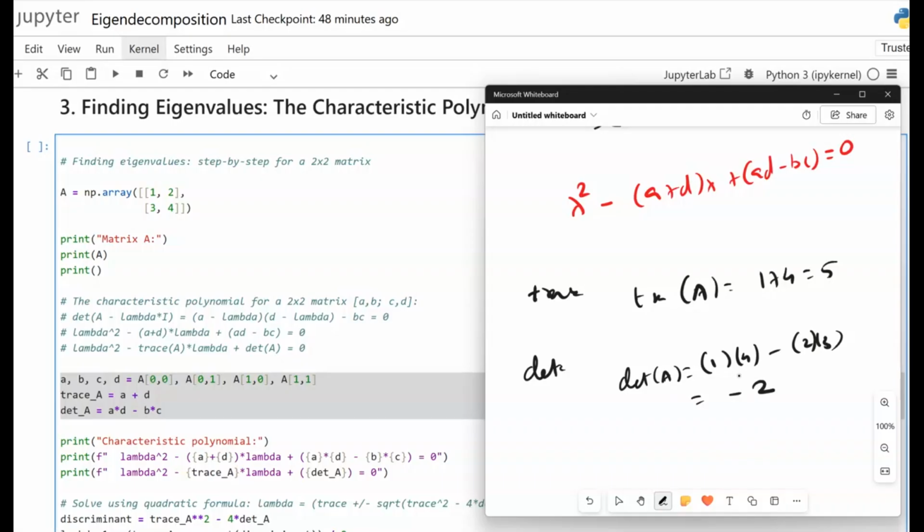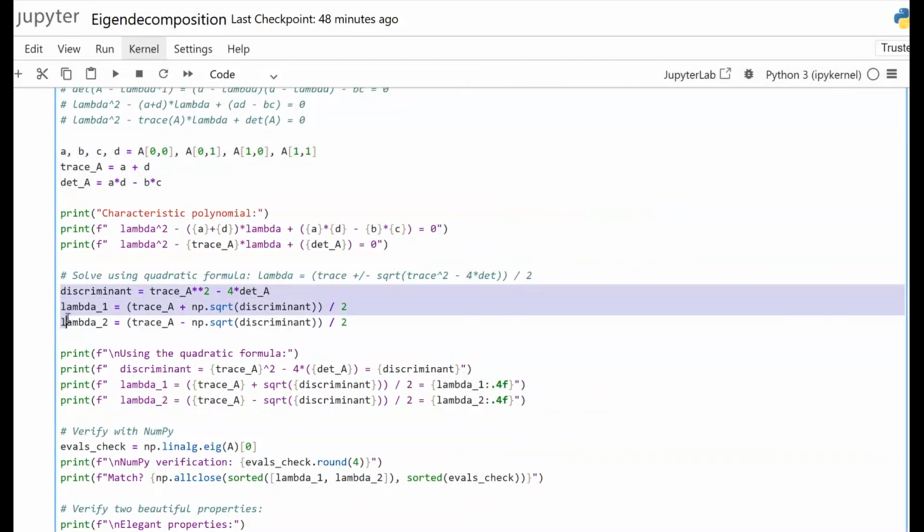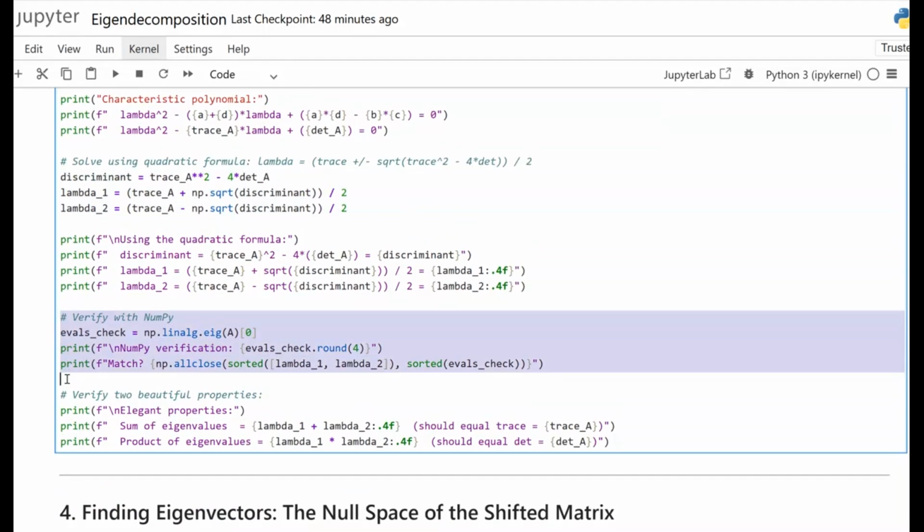So the characteristic equation here is lambda squared minus 5 lambda minus 2, which is equal to 0. And solving this by using the quadratic formula, we are going to have the values of lambda 1 and lambda 2. Let me evaluate it, and with this we are going to make a numerical verification by using NumPy, which computes the eigenvalues using a numerical algorithm. And here allclose just verifies equality within floating point tolerance.